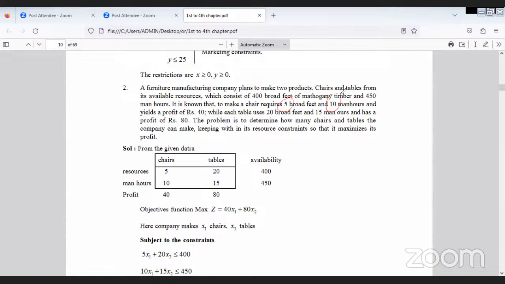5, 10. While each table 20 board feet and 15 man hours.